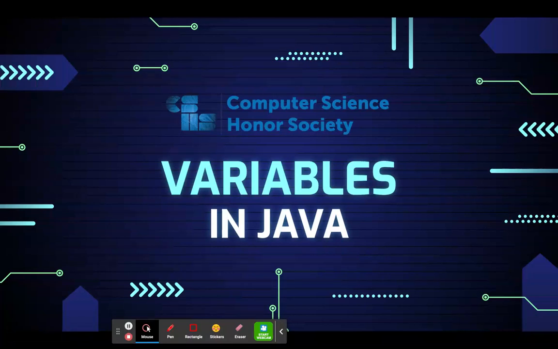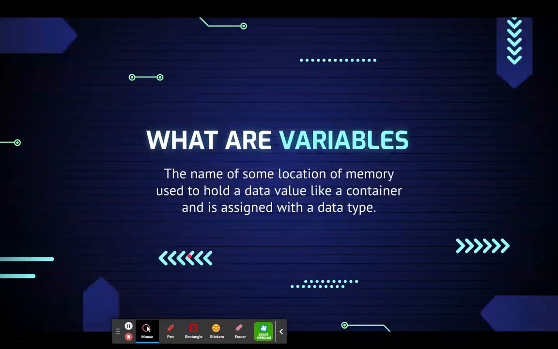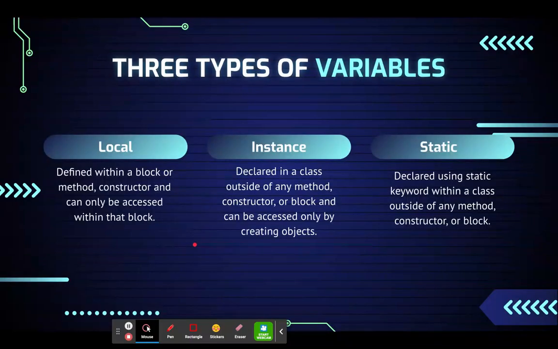School. Today's video topic is variables in Java. So what are variables? A variable is a name of some location of memory used to hold a data value, like a container, and it's assigned with a data type. There are three types of variables.